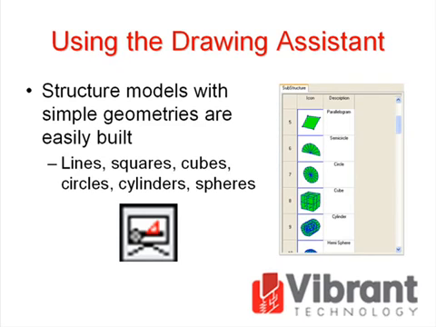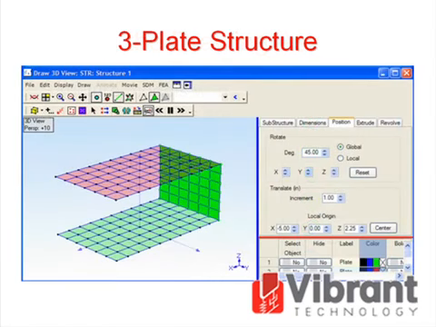Structure models with simple geometries are easily built by using the drawing assistant. More complex structures can be built by assembling together several substructures, each one built with the drawing assistant. To illustrate the use of the drawing assistant, we will create a 3-plate structure using 3 flat plate substructures. The top and bottom plates will be created first, followed by the vertical back plate.